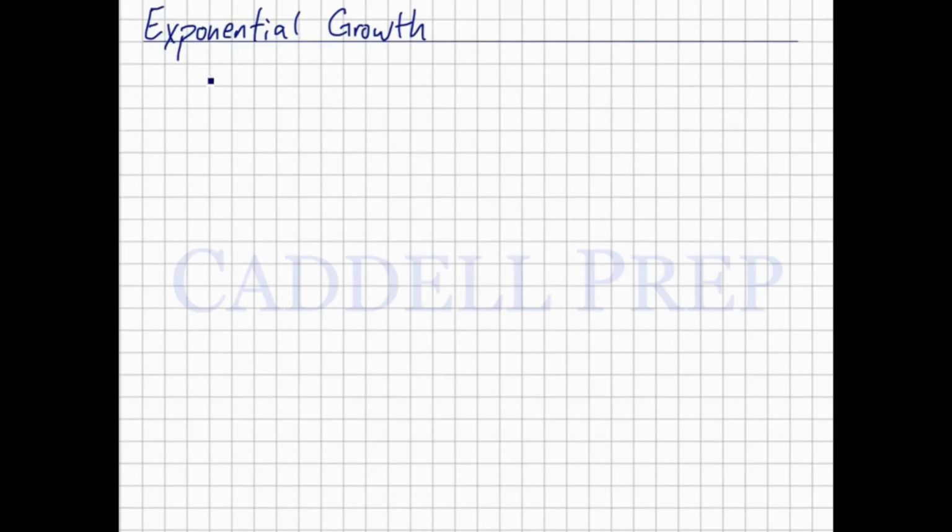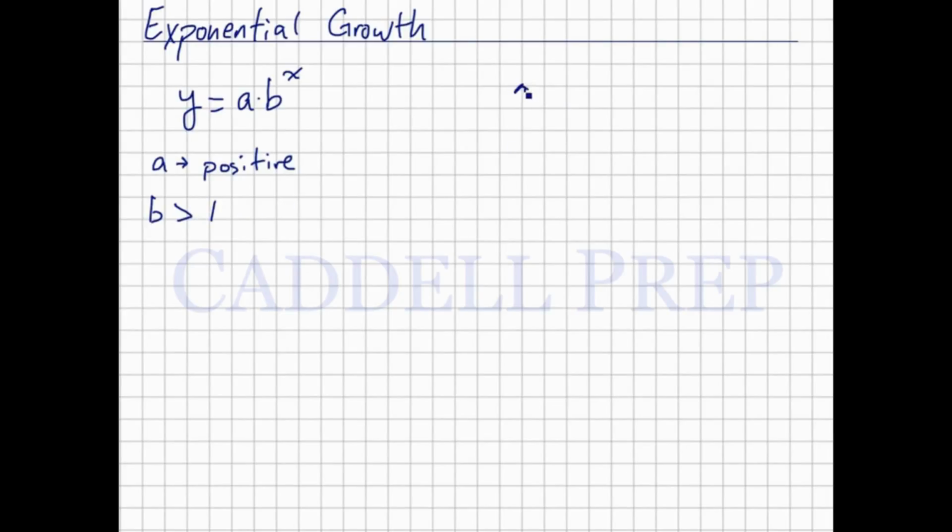Let's go over exponential growth. So the basic exponential function is y equals a times b raised to the x. In order for that to be exponential growth, a has to be positive, and also b has to be greater than 1.